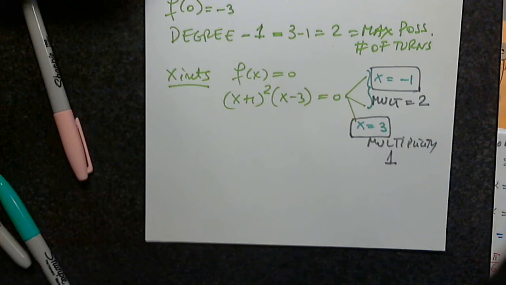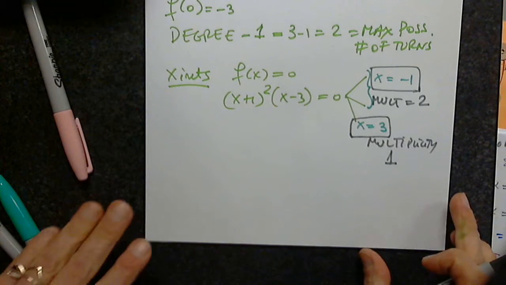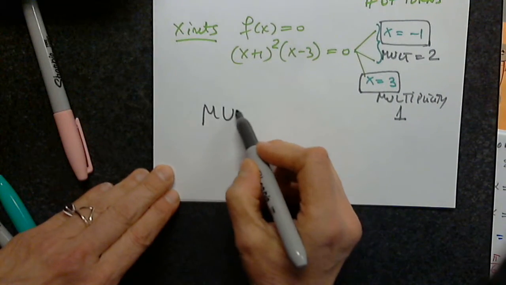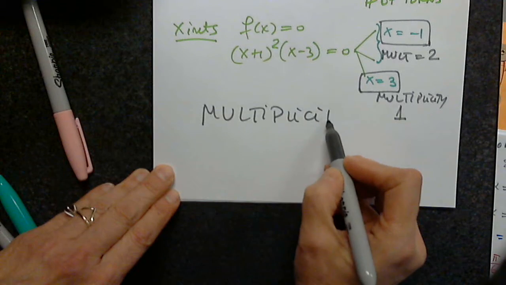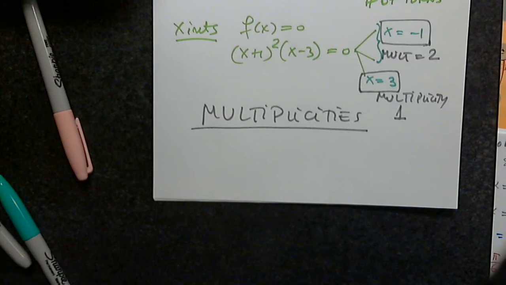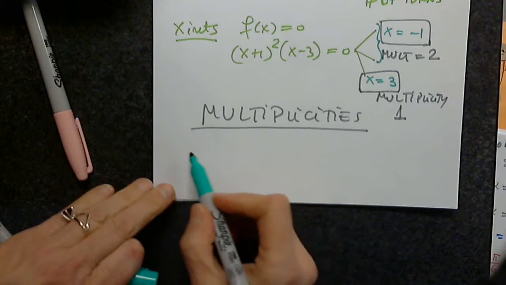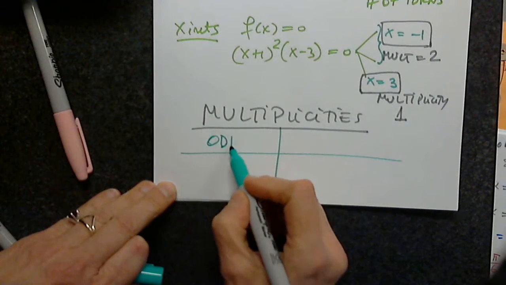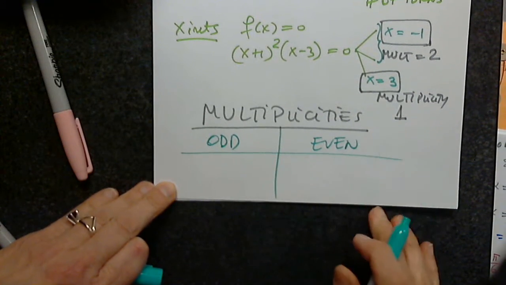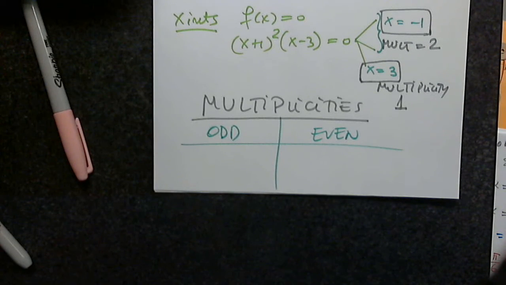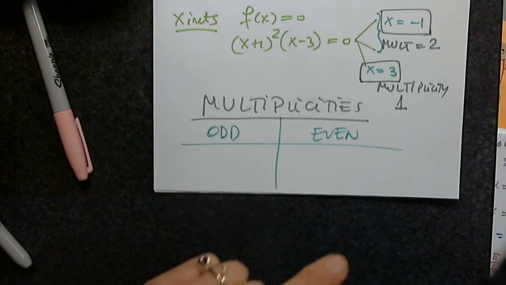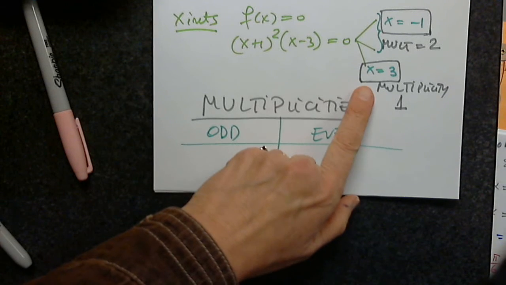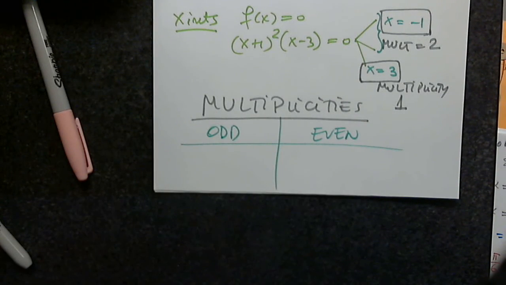Why is this so important? So let's look at multiplicities now. Now you understand multiplicities are only for x-intercepts. Only for the zeros of the function. There is nothing else. Okay. So there are 2 possibilities. Odd and even. We did get an odd multiplicity, right? So x equals 3 has an odd multiplicity. Would you agree?